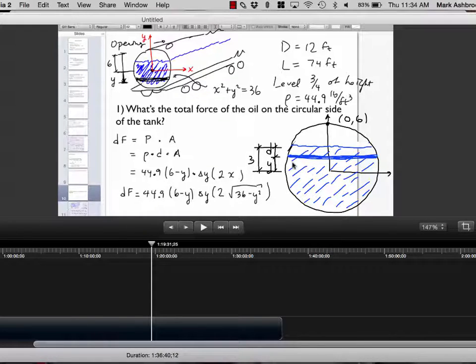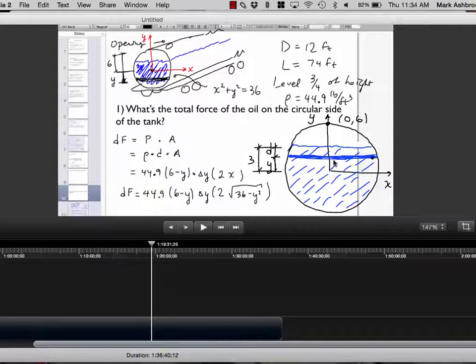So I went ahead and redrew the picture for the side of the tanker here, the circular side. So we got our x-axis here, we got our y-axis here. This point up here is 0, 6. And the height of the water is 3/4 of the height of the whole tanker, so that would be 3. I'm showing that here, 3 above the x-axis.